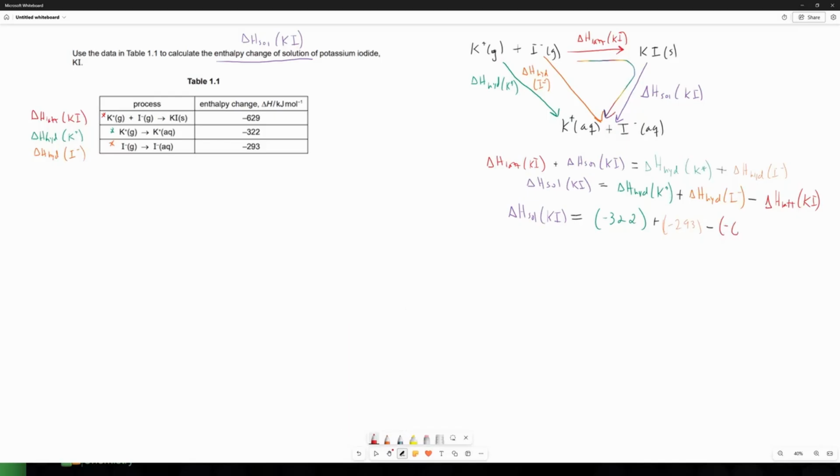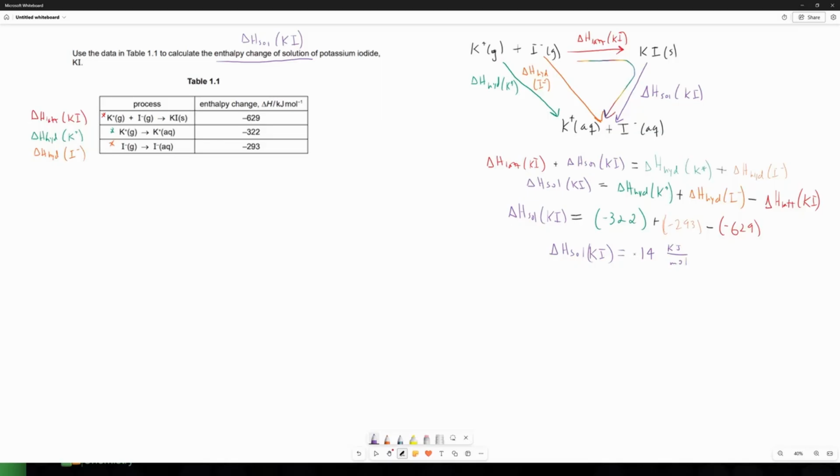So minus negative 629. Notice how I kept the minus and the negative on the 629 separate. That way when I do my math, I can follow it fairly accurately. So I can do minus and negative instead of doing plus and then messing something up by accident. And that should give me the enthalpy change of solution for KI, which we have negative 322 plus negative 293 plus, or minus, sorry, negative 629, which should be equal to 14 kilojoules per mole, roughly.